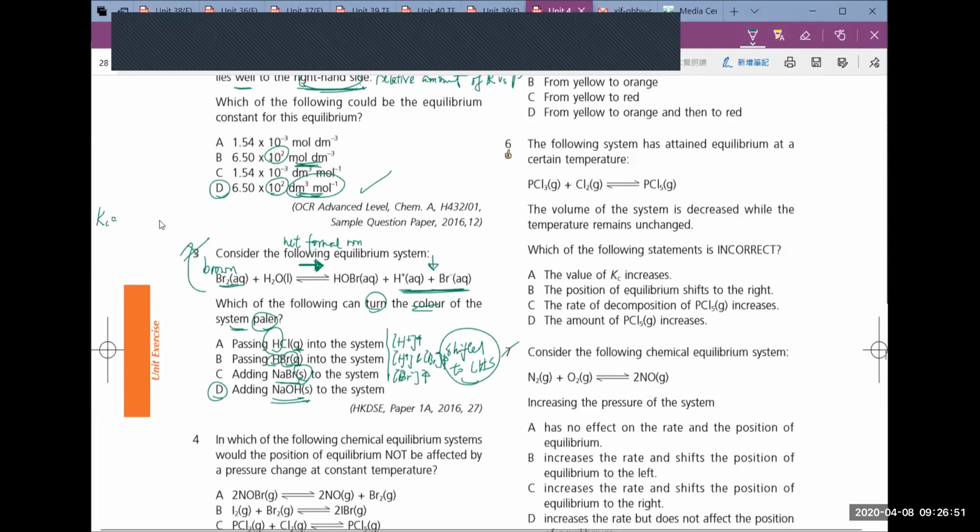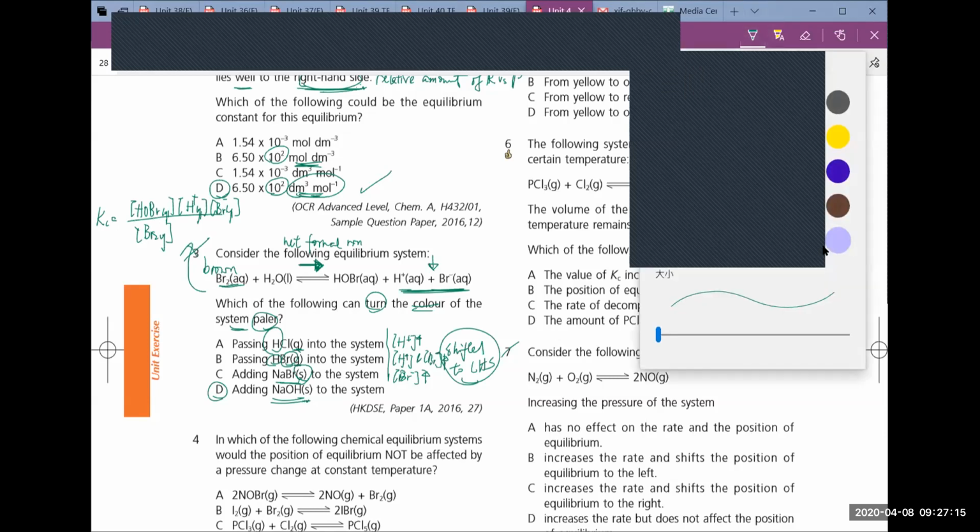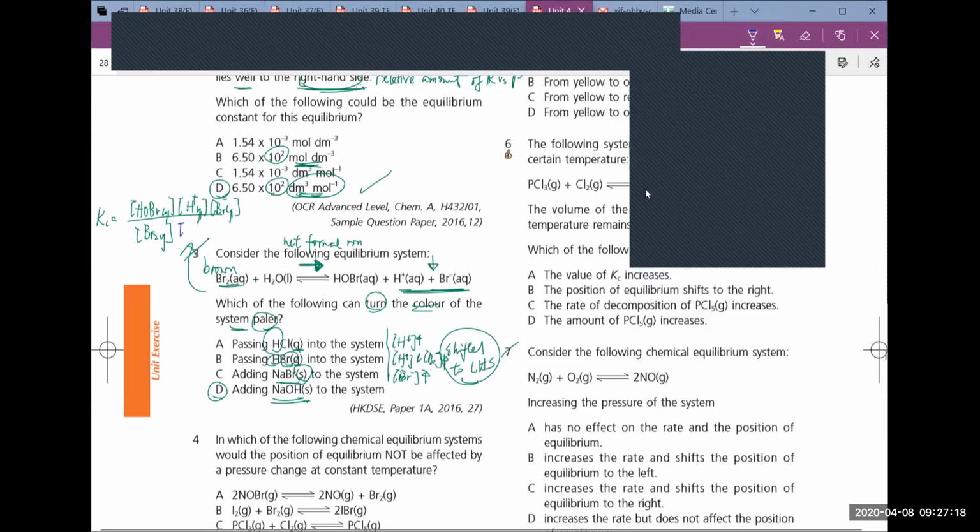Very strange asking, right? So you may find that it is HOBr(aq) times hydrogen ion times bromide ion, okay, over what? Bromine water concentration. And what is that? Now somebody would love to write it this way, H2O as a liquid here. Okay, agree? Is it the one? To your understanding, what is meant by the molarity of water?